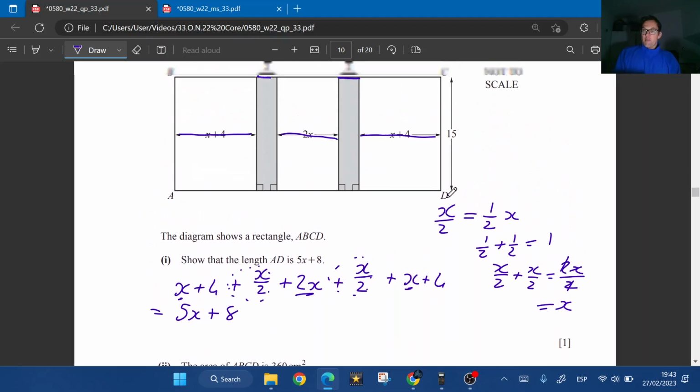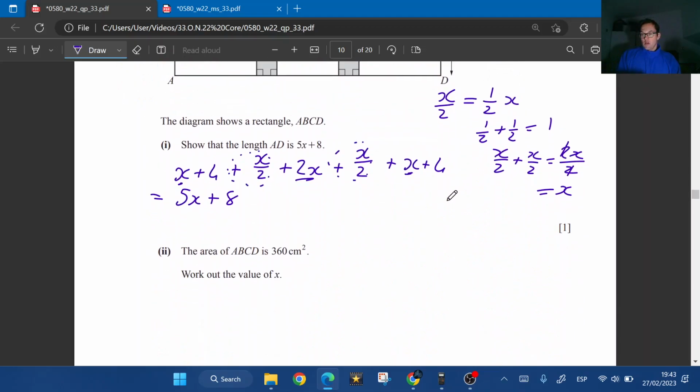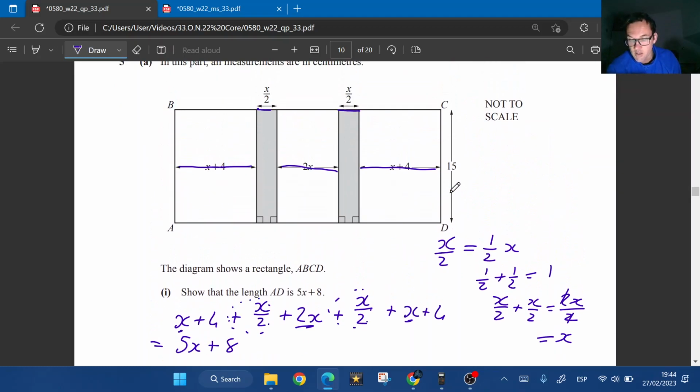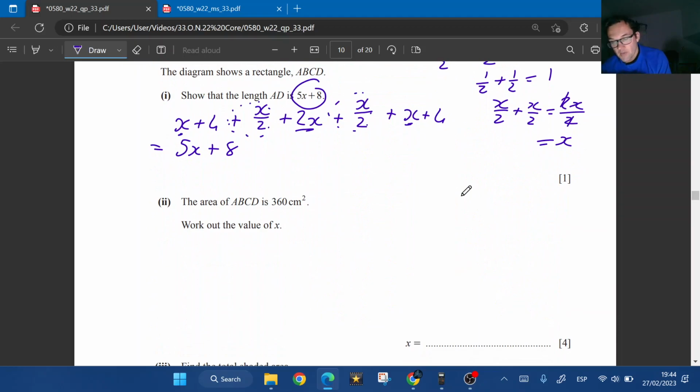The area of ABCD is 360 centimeters squared. How do you work out the area of a rectangle? Well, you take the length, which they've just given us, is 5x plus 8. And you multiply it by the height. So that means 5x plus 8 times 15. Is this correct?